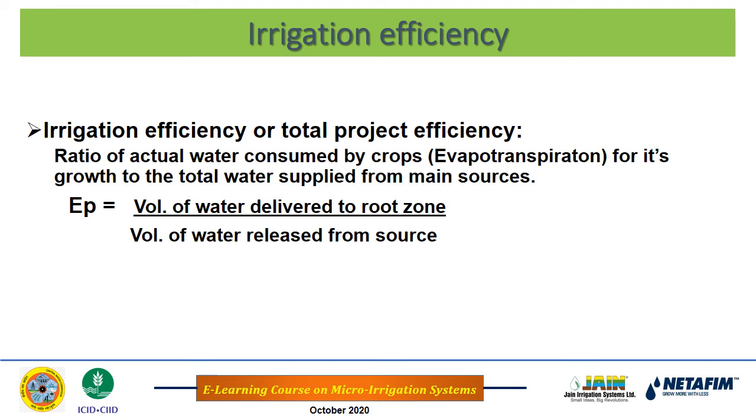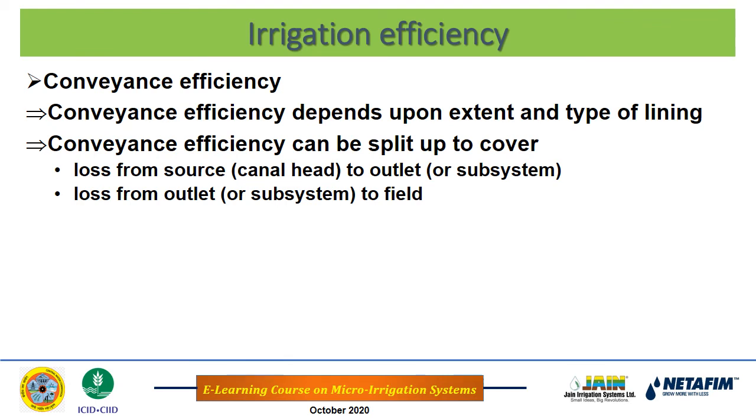Now irrigation efficiencies, or the total project efficiencies, would be the volume of water delivered to the root zone, that is the main water that is required for crop evapotranspiration, divided by the volume of water released from source. So that will be the total water required in the root zone plus all water losses, which gives the volume of water released from source. Now conveyance efficiencies depend upon the extent and type of lining. If it is a surface irrigation system, it can be split up into loss from canal head to outlet and loss from outlet to subsystem.